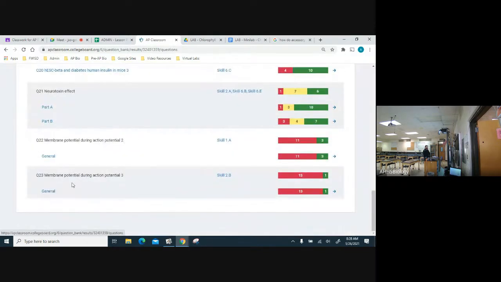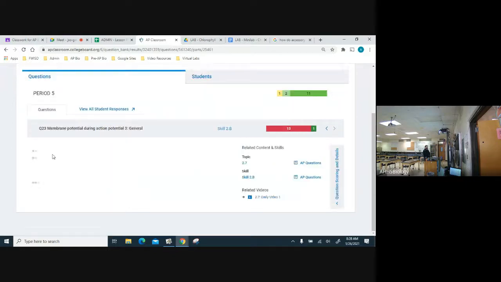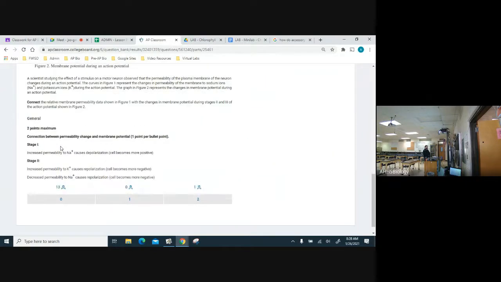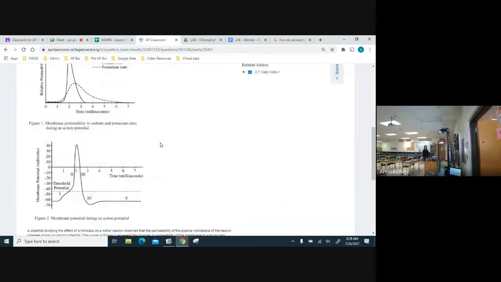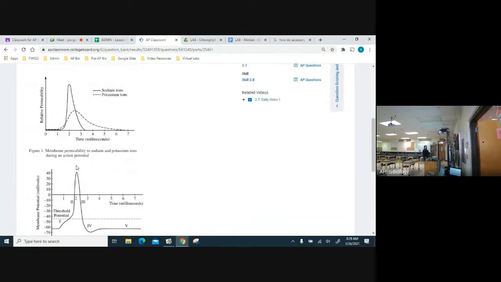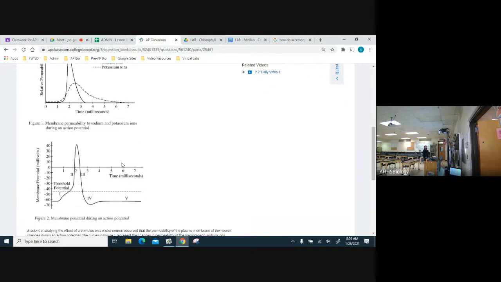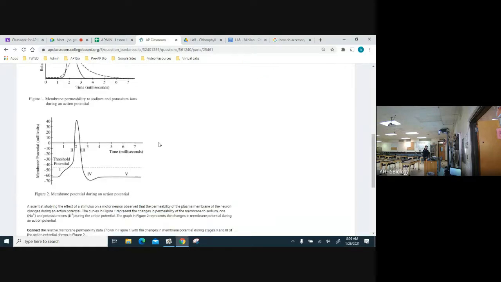All right, the second one is the exact same graph. And if I'm right, this one was even worse. 13 people didn't get any points. One person got 1 point and one person got 2 points. This is a 2-point question, okay? And what this is asking you to do is connect what's happening here on the top graph to what's happening here on the bottom graph, okay? And it just did not go well for most people.